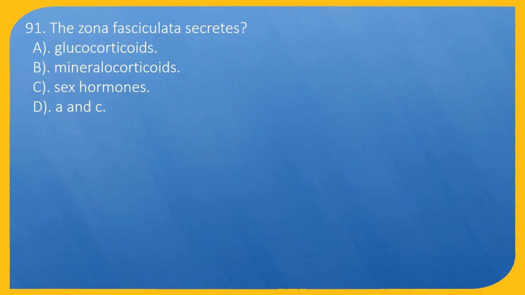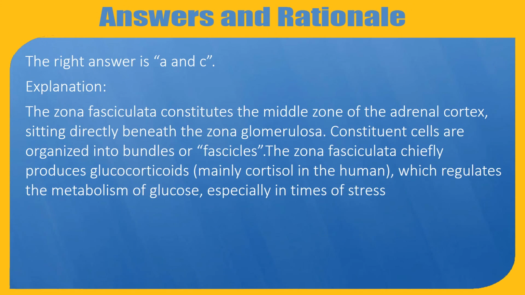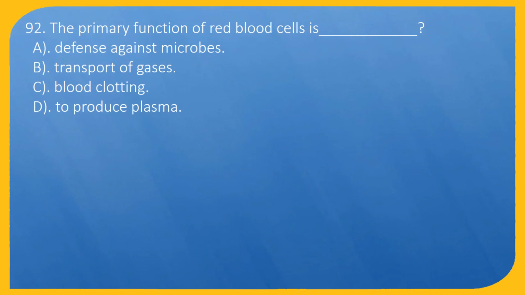Question 91. The zona fasciculata secretes: A. Glucocorticoids. B. Mineralocorticoids. C. Sex hormones. D. A and C. The right answer is A and C. Explanation: the zona fasciculata constitutes the middle zone of the adrenal cortex, sitting directly beneath the zona glomerulosa. Constituent cells are organized into bundles or fascicles. The zona fasciculata chiefly produces glucocorticoids, mainly cortisol in the human, which regulates the metabolism of glucose, especially in times of stress.